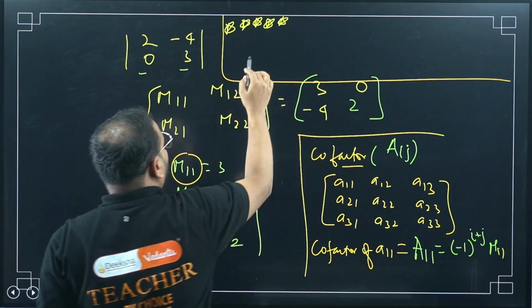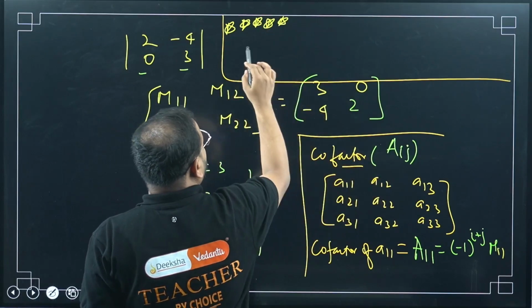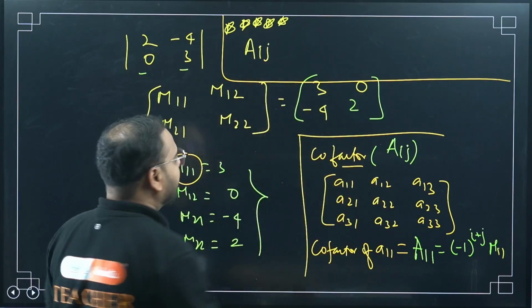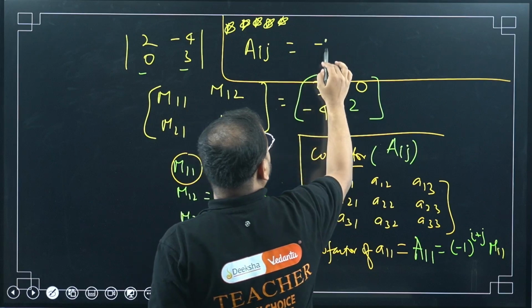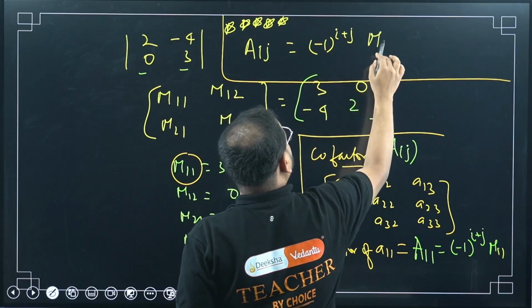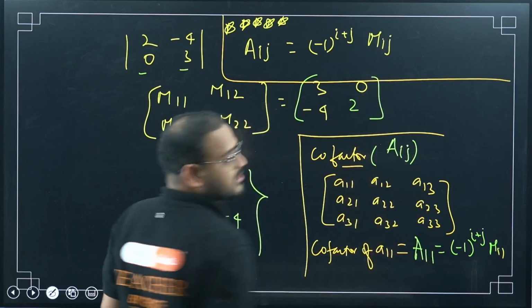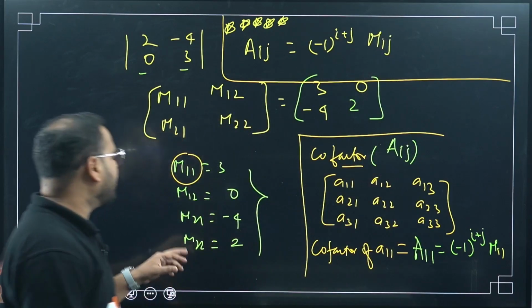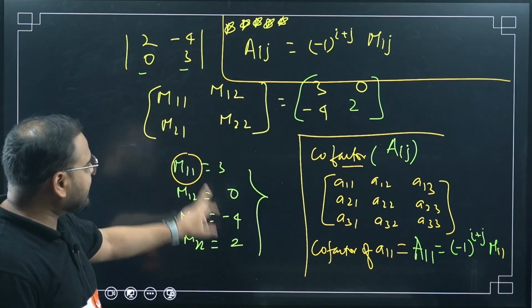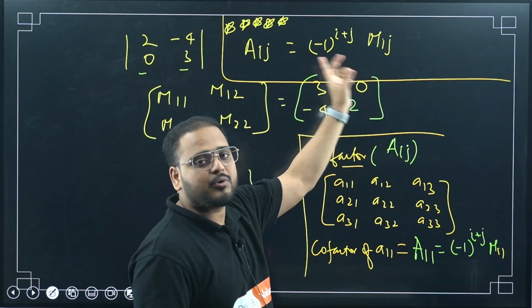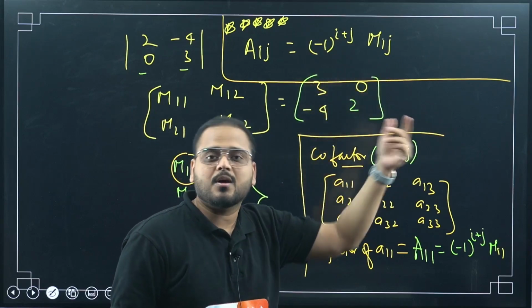Okay. So cofactor, what is the symbol here? Aij. So capital Aij, which is nothing but the cofactor, is given by what? Minus 1 to the power of i plus j times Mij. What does it mean? Whatever minor you have found out, for the same minor, just check the i plus j value. If i plus j is even, put a plus sign. If i plus j is odd, put a minus sign.